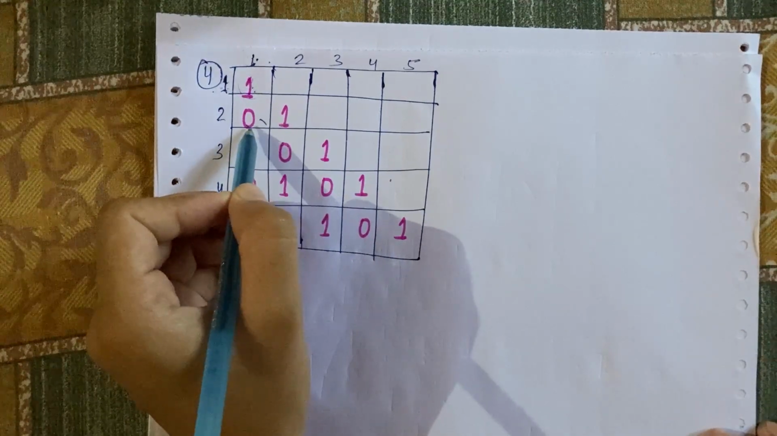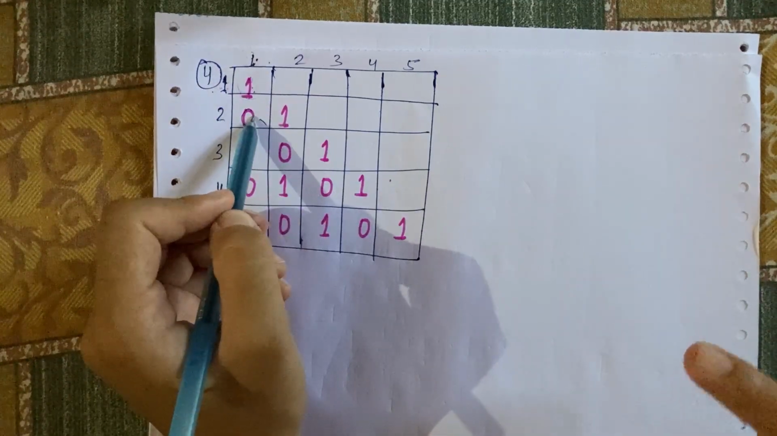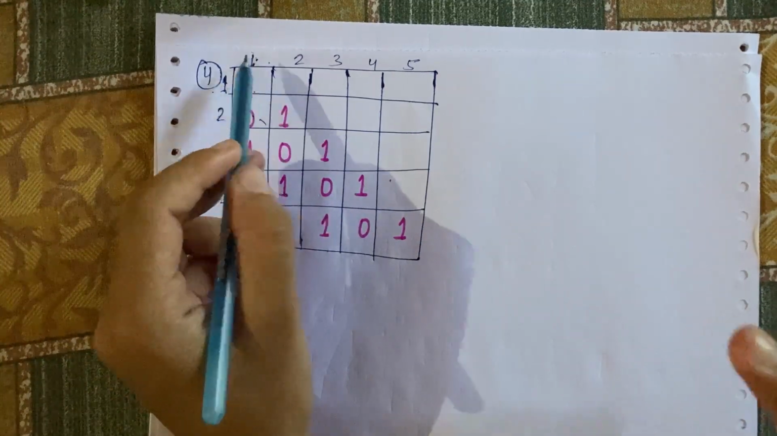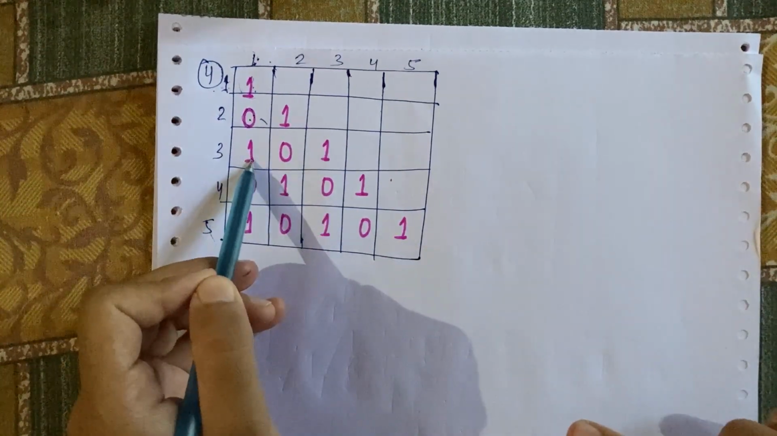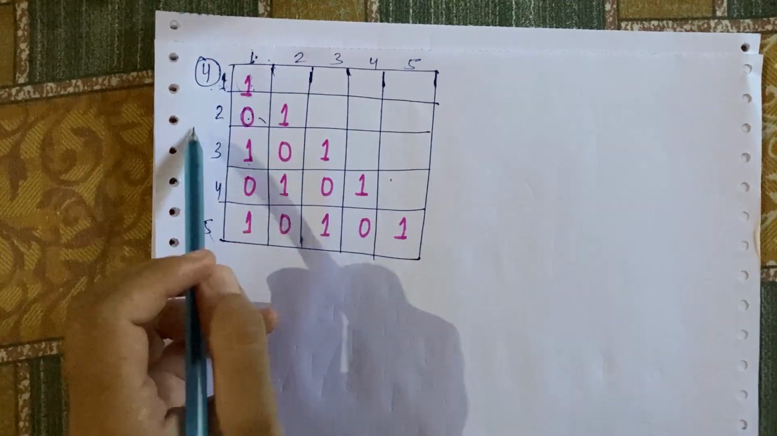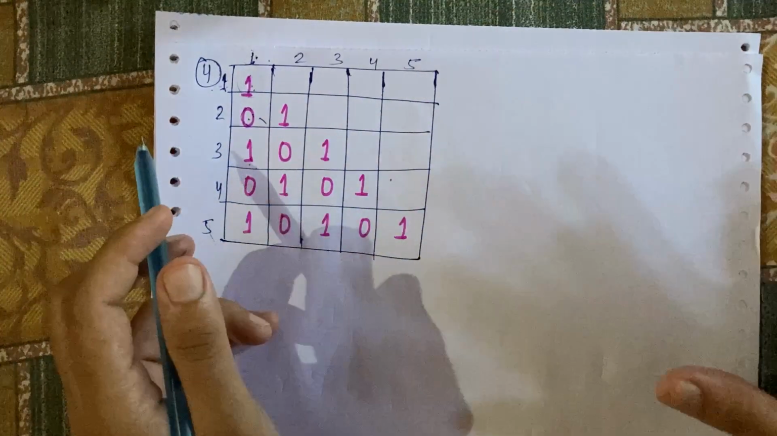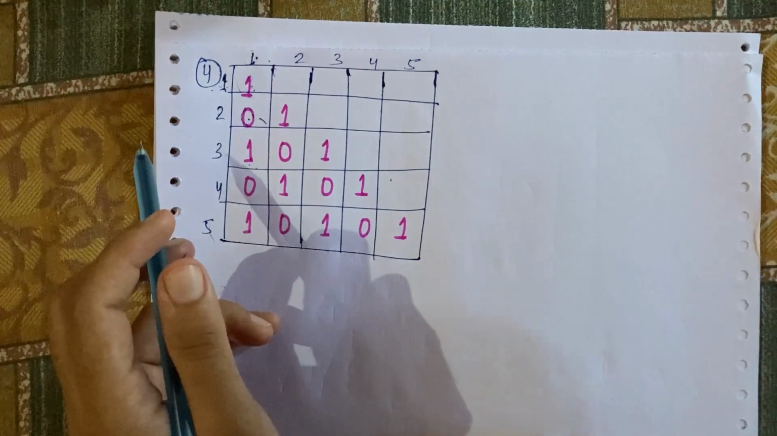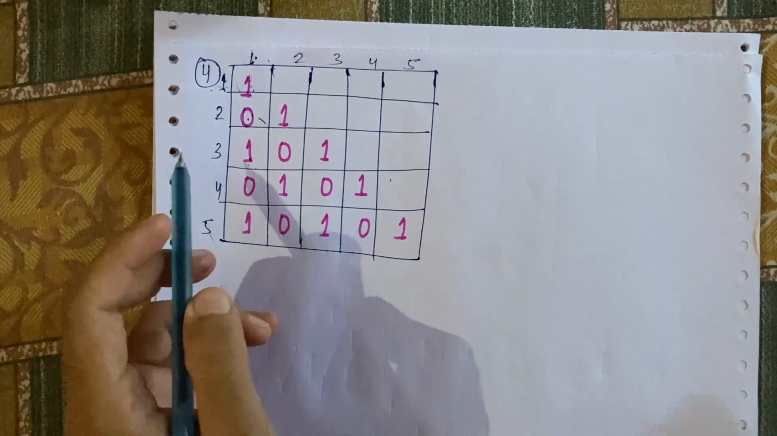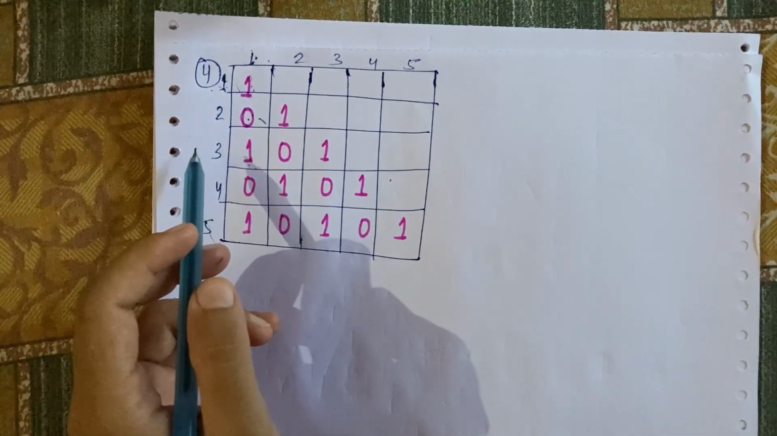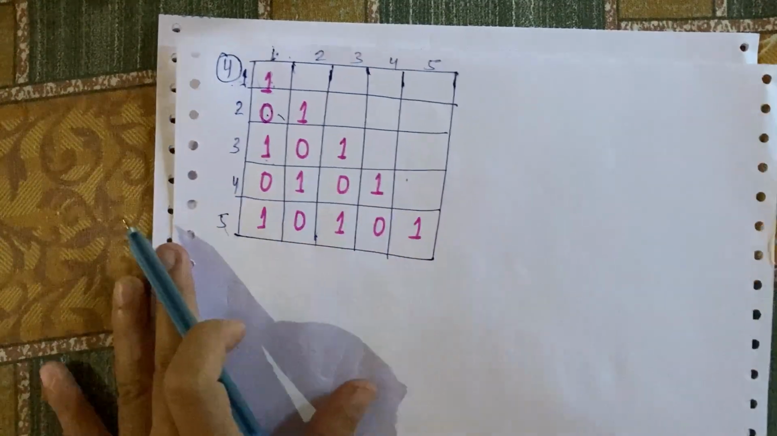For 0 here, which position is it in? 0 is in the first column, second row, that means 2 plus 1 is 3, which is odd, so we have 0. For 1, the row number is 3 and the column number is 1. 3 plus 1 is 4, which is even, so we have 1 here. So for every 1, the sum of the row number and the column number is even, and similarly for 0, the sum is odd. That's how we are going to apply this logic here.